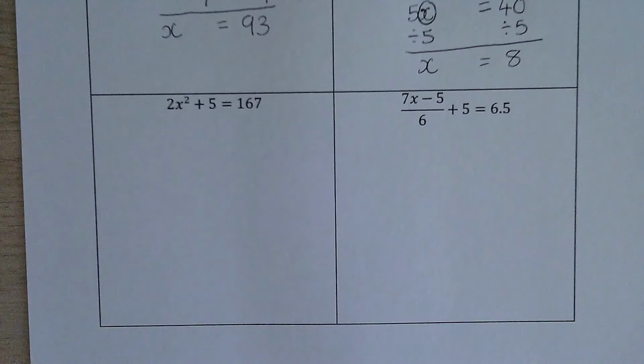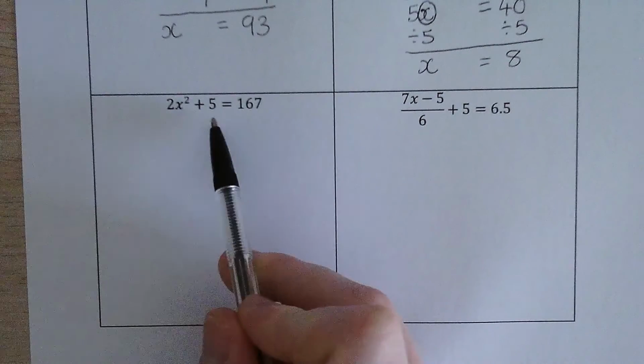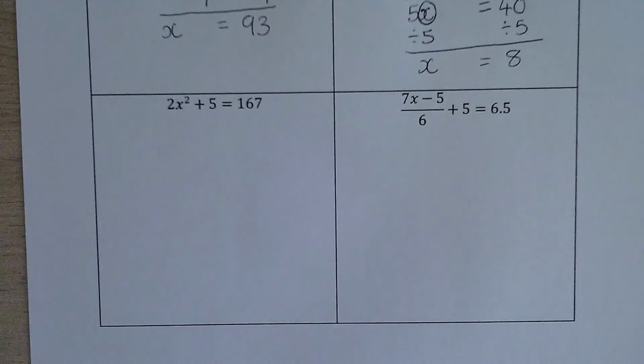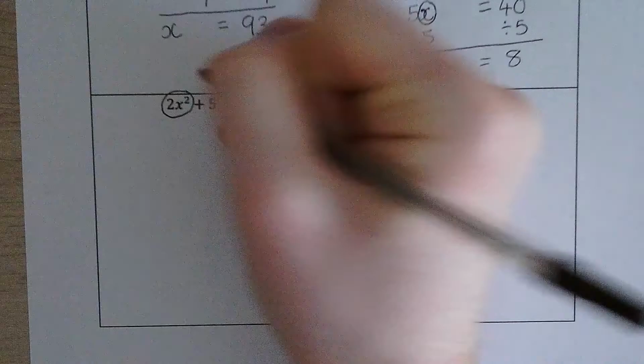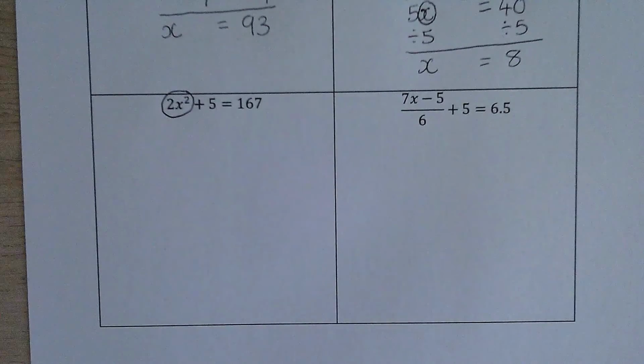The next question is 2x squared add 5 equals 167. Because we have more than one term on the left-hand side, we want to isolate the term that contains the variable. This means our first step is isolating 2x squared by itself. To do that, we need to subtract 5 from both sides.